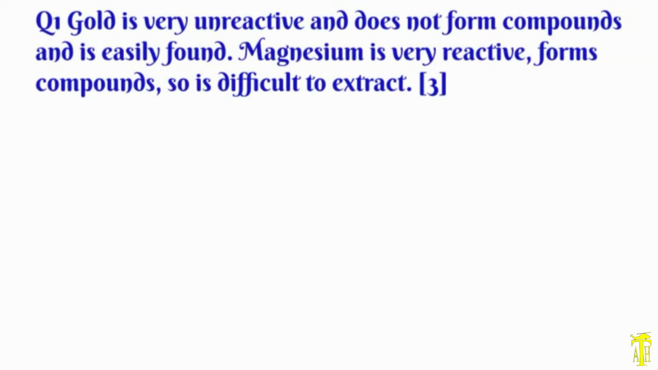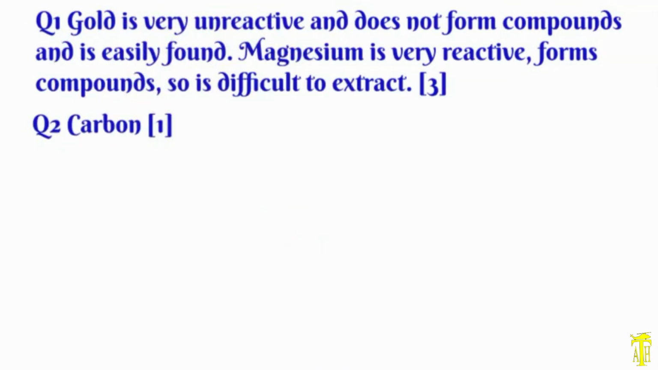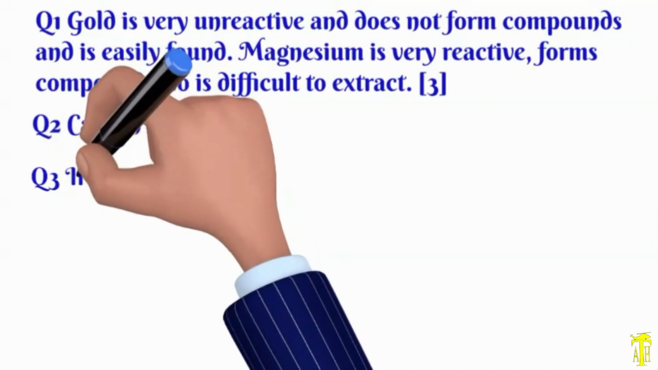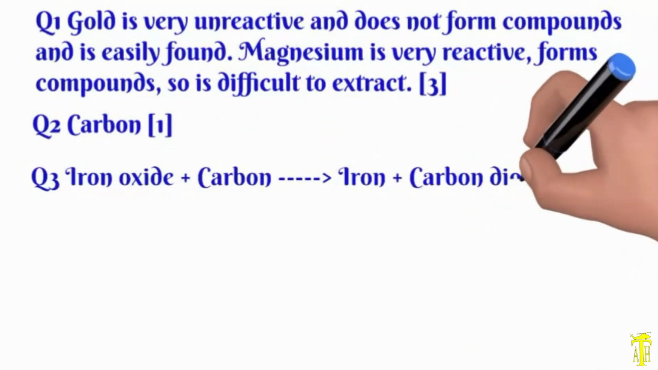So 3 marks I've given there, 1 for explaining about the gold, you can find it, the second for magnesium, you have to extract it, but the 3rd mark is for talking about the reactivity of both, because that's what the question asks you to do. Question 2, what is the main element in coke? So that's carbon. Question 3, write a word equation for the chemical reaction that takes place in the blast furnace. So that's our competition reaction of iron oxide plus carbon goes to, with heat, iron plus carbon dioxide.